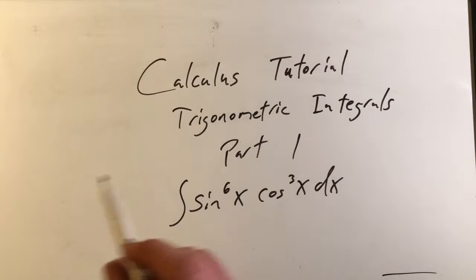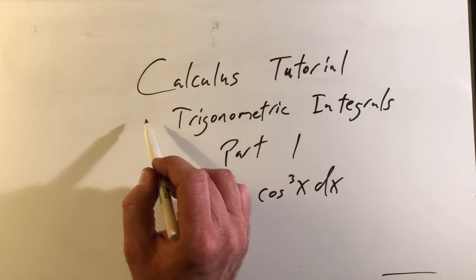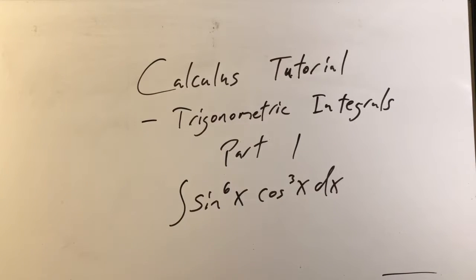This is a calculus tutorial, and this section I want to work on is called trigonometric integrals. This is the first part of a few different parts. I'm not sure how many I'm going to get to. But if you're looking at an integral like this one, where you have a sine times a cosine, probably both raised to a power, you need to look at a couple things.